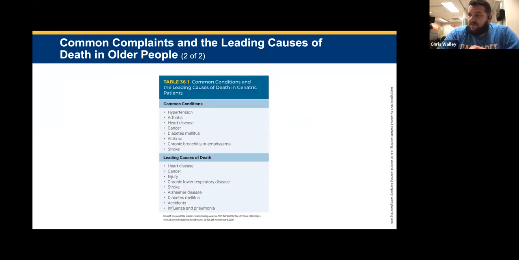There's a chart of common conditions leading to causes of death of geriatric patients. Let you look at that for a second.